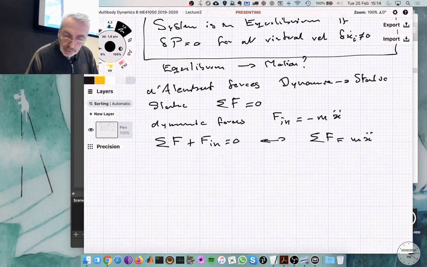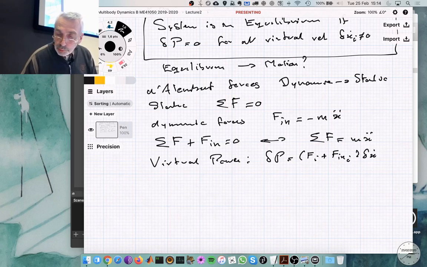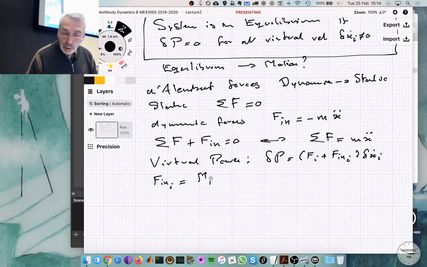Well, let's do it again. So virtual power now becomes delta P equals these. Well, now I have to be careful. I have my applied forces, but I also have my inertia forces times my virtual velocities. So that's now my first. And I have to define these things in a correct way, meaning my inertia forces I is some mass matrix, so Mij times x double dot j. And we put a minus sign in front of it. And I add it up.